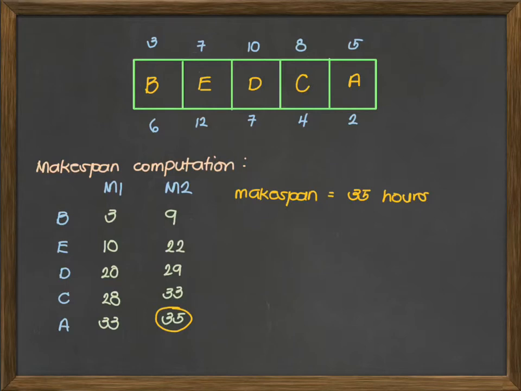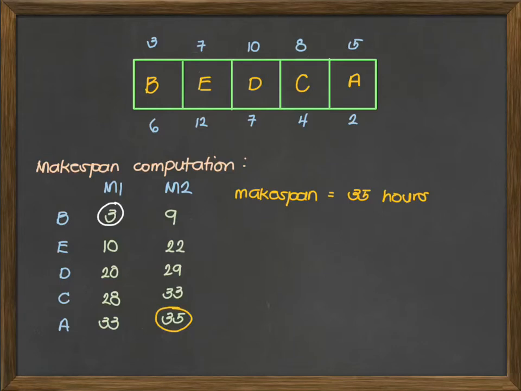So the next step is to compute for the idle time. So ito yung hint. So pag nagko-compute tayo ng idle time, yung unang-unang number na makita natin, which is on job B, machine 1, so automatic idle yan. So ibig sabihin, 3 hours. Kasi ano bang explanation nun? Kasi kailangan pumasok ni job B kay machine 1, and during that time nagwa-wait si machine 2 ng 3 hours. So kasi hindi naman pwedeng mag-operate agad si machine 2 hanggat di natatapos si job B. Kaya yung 3 hours, that is the idle time for machine 2.